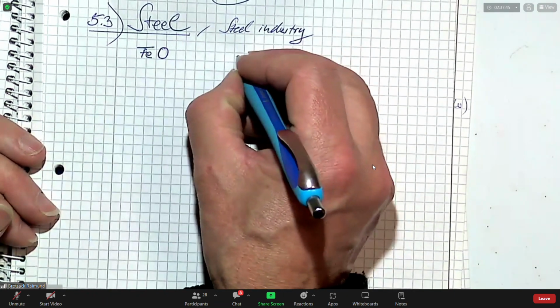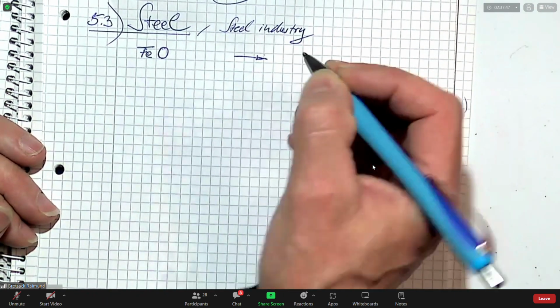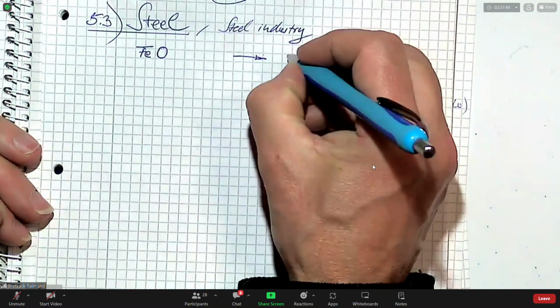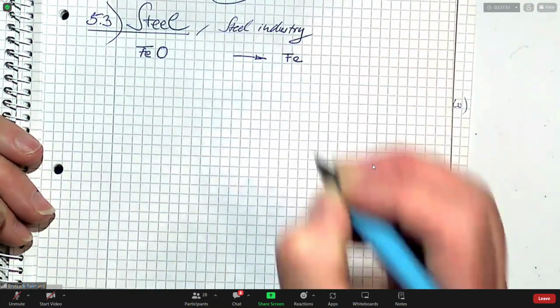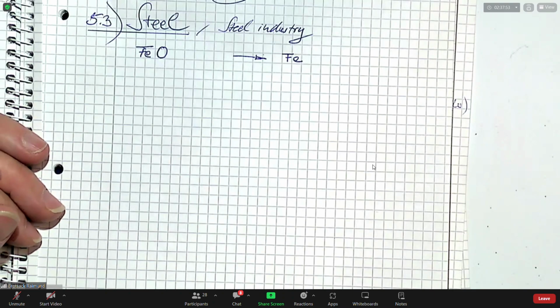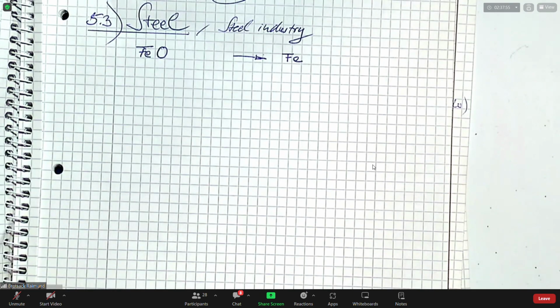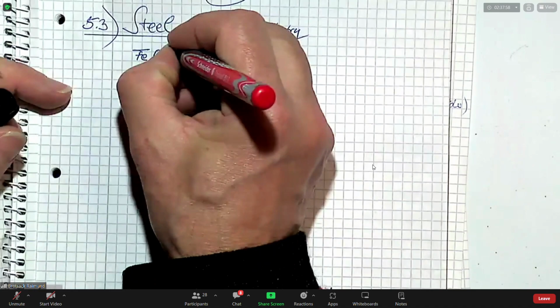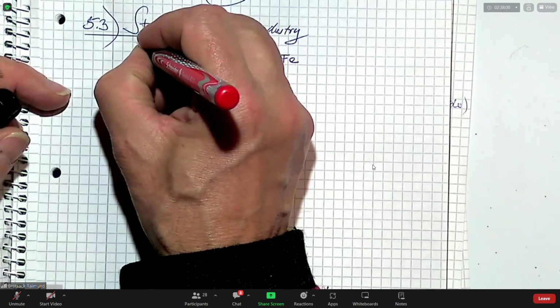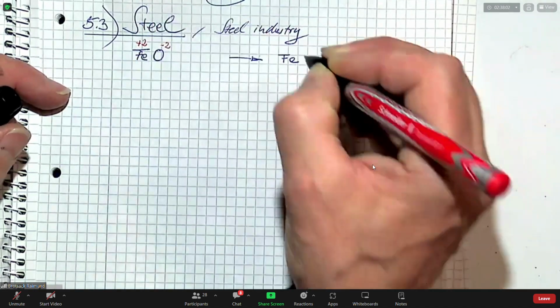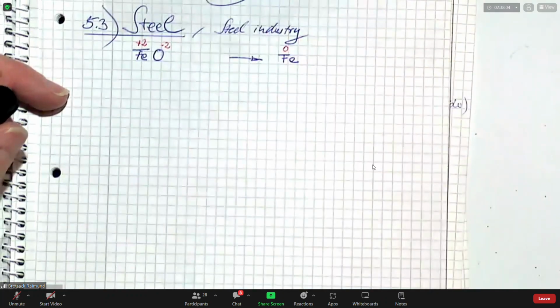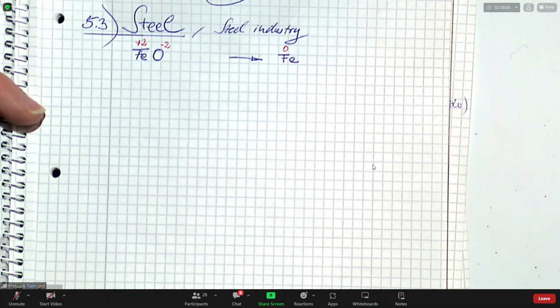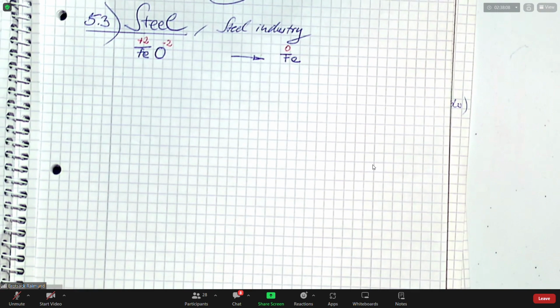And what we try to create is elementary iron. What we like to have is pure elementary iron. So what do we have to do? We have -2, so +2 here and 0 here. So what happens to the iron? When we come from +2, it's a reduction. So we need electrons.